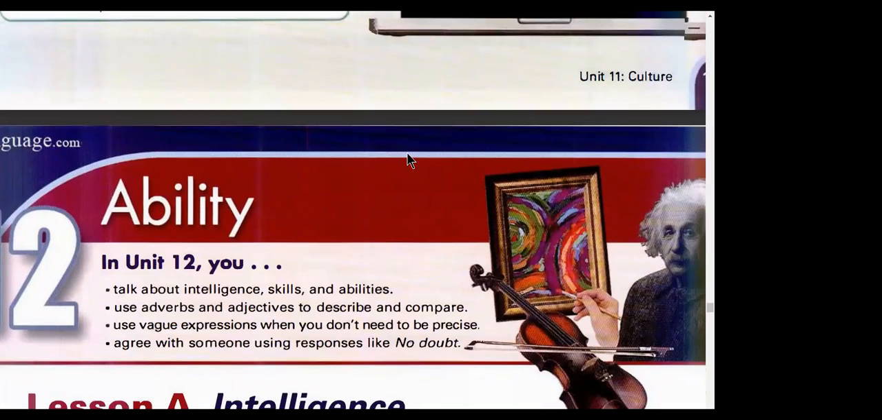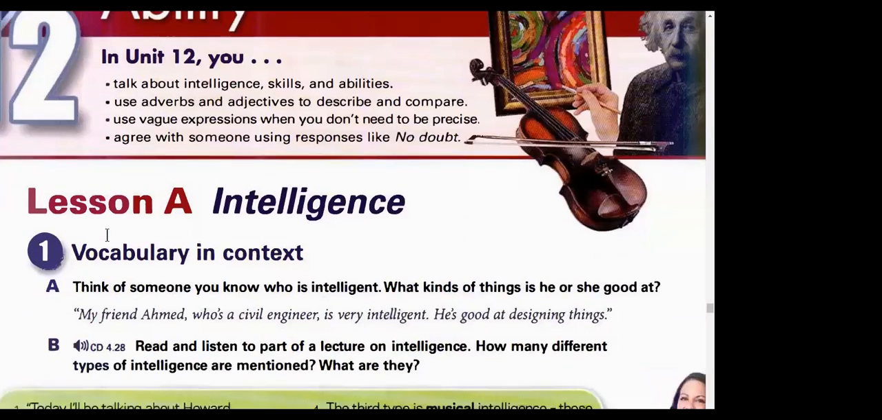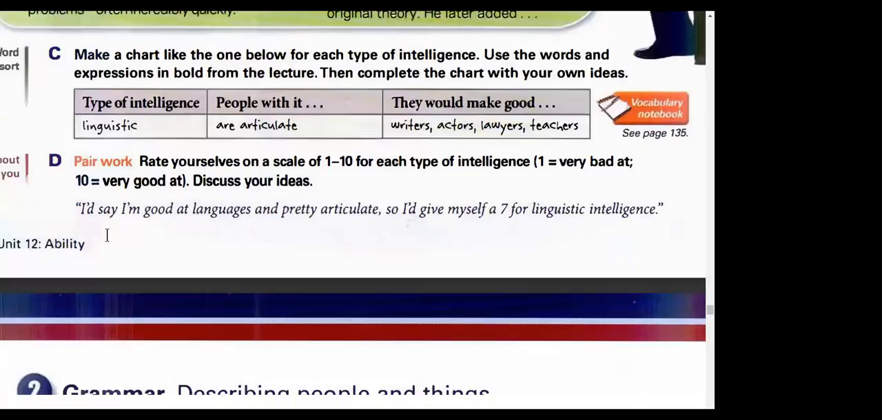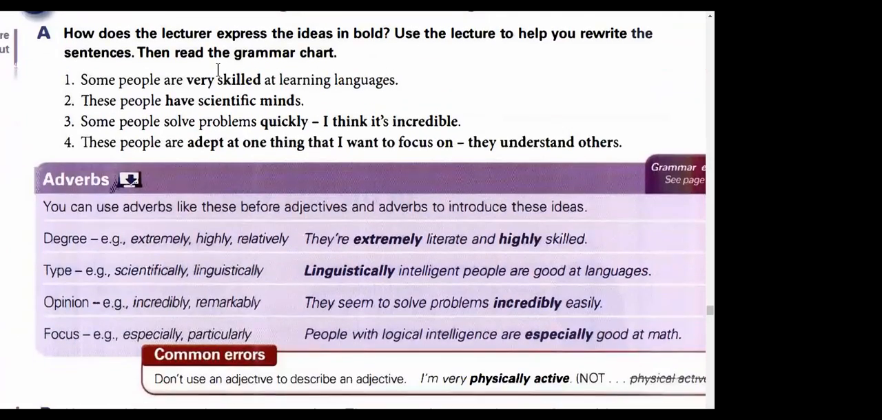Now we're going to go for Unit 12. Unit 12 is about ability or intelligences, and the grammar was adverbs. How we use adverbs of degree, adverbs of type, adverbs of opinion, and adverbs of focus. They have different intentions. For example, of degree, extremely, we use it to say how big or how much the adverb is. For example, the verb or the adjective: they are extremely literate.